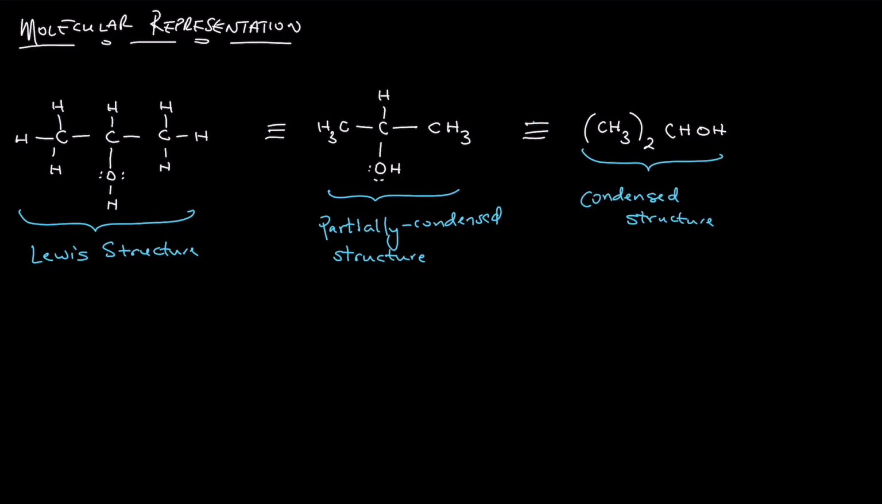But notice that in the condensed structure, we do still have an idea of the connectivity around this particular molecule. For example, the starred carbon on the condensed structure is equivalent to this starred carbon on the partially condensed structure and to that starred carbon on the Lewis structure. And this starred carbon in the condensed structure is connected to a hydrogen, an oxygen, and two carbons in your parenthesized CH3 group.